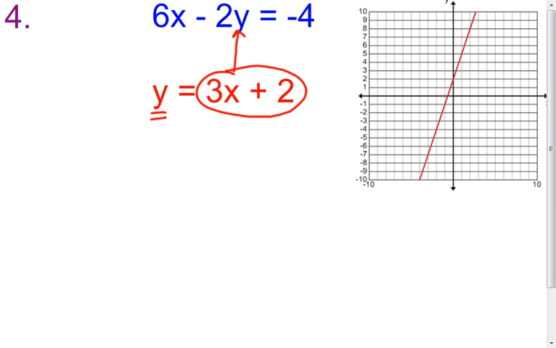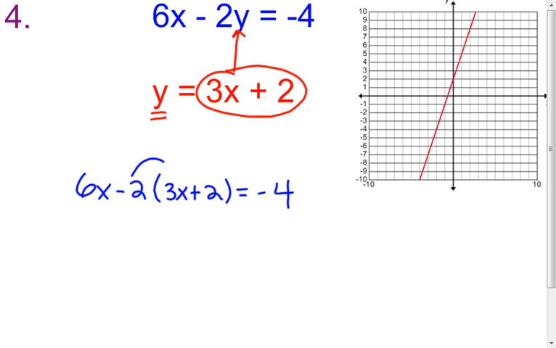So I'm going to the blue equation now, and I have 6x minus 2 times 3x plus 2 equals negative 4. Notice that now your equation only has one variable in it, it's x's. If you've done this and you've got more than one variable in there, then you won't be able to solve it and you have done something wrong, okay?